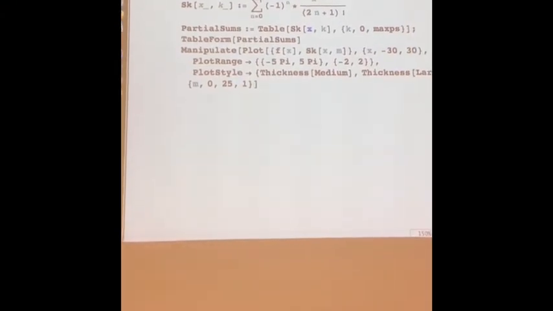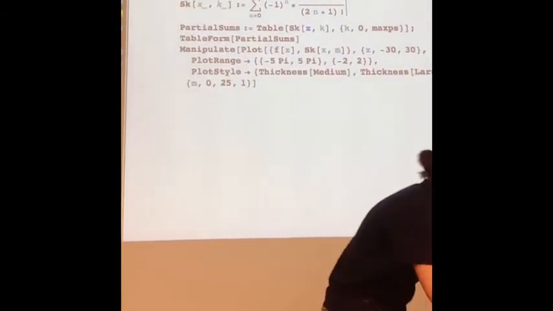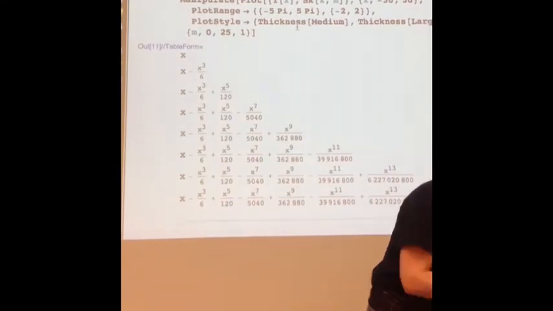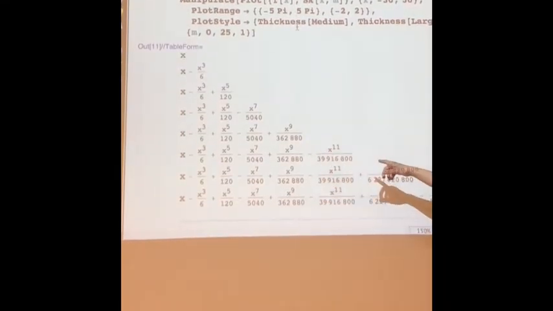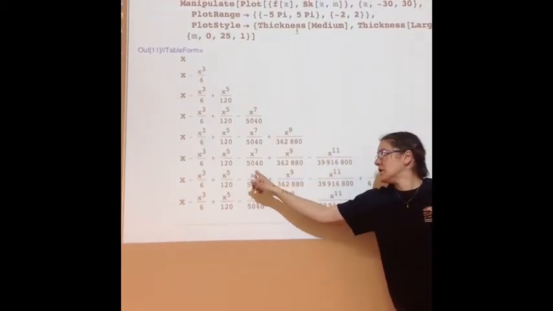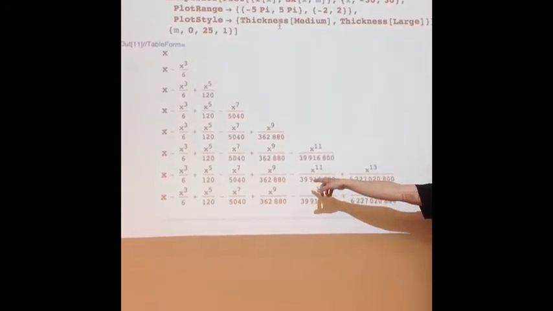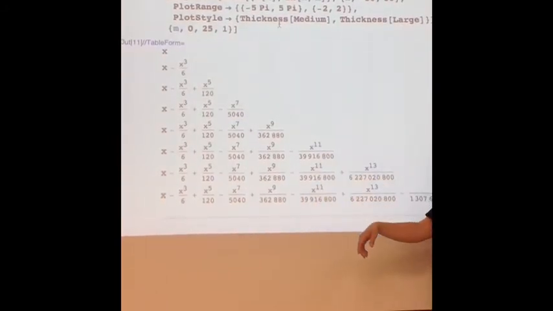And so these are our partial sums. And then I'm going to write a table of these partial sums. You can see that each time we're adding on one more term. We're alternating between pluses and minuses. We have only the odd powers. And the denominators are actually expanded out as opposed to leaving them as 3 factorial, 5 factorial, etc.